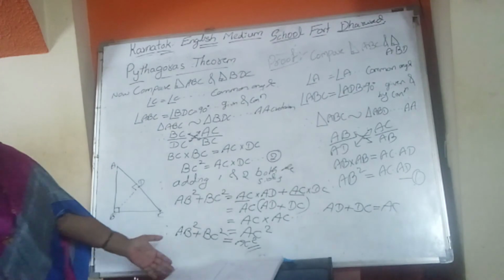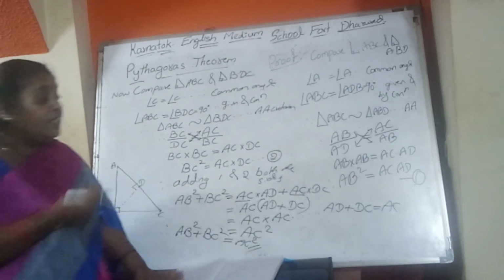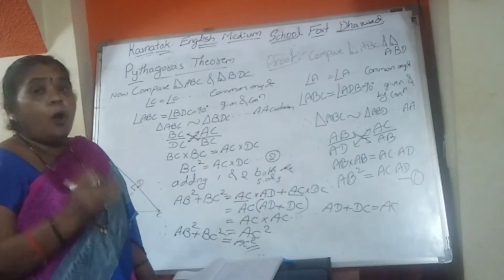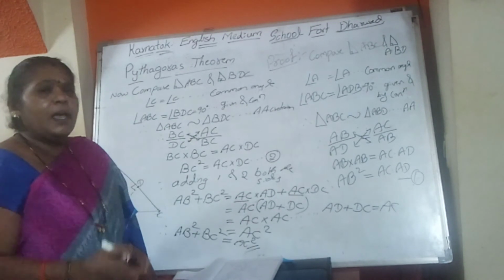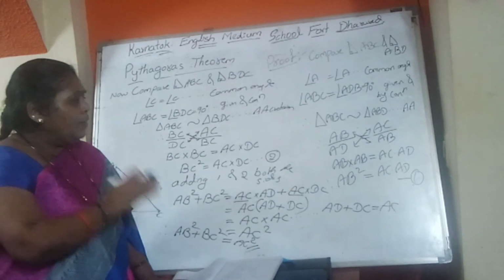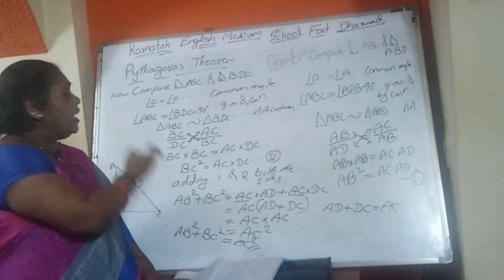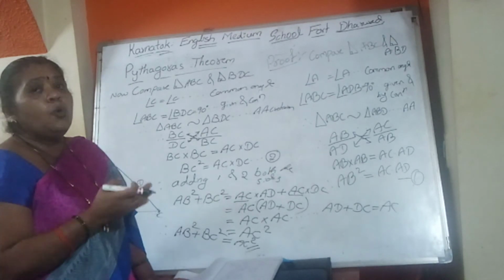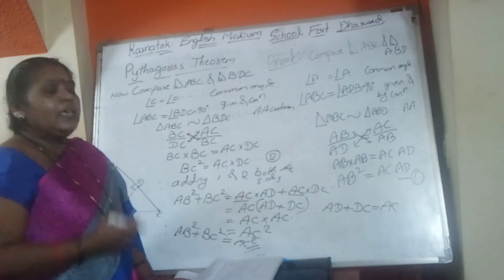You proved now? You proved the theorem. This is a very important theorem. You must prepare twice, thrice. Without seeing the statement and theorem, you can prove it very easily. It is a very easy theorem.